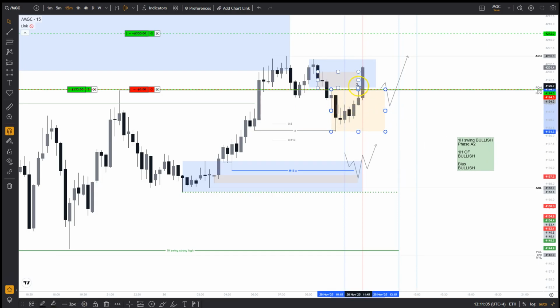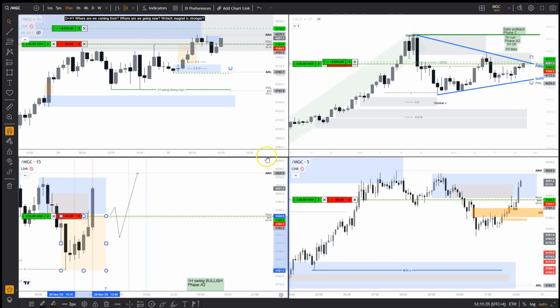It broke a structure just before London opening, and then once it broke a structure, I went to M5 and I was observing if there is any occasion. So by breaking this structure here, we produce the order block, we produce a demand level that was immediately mitigated.